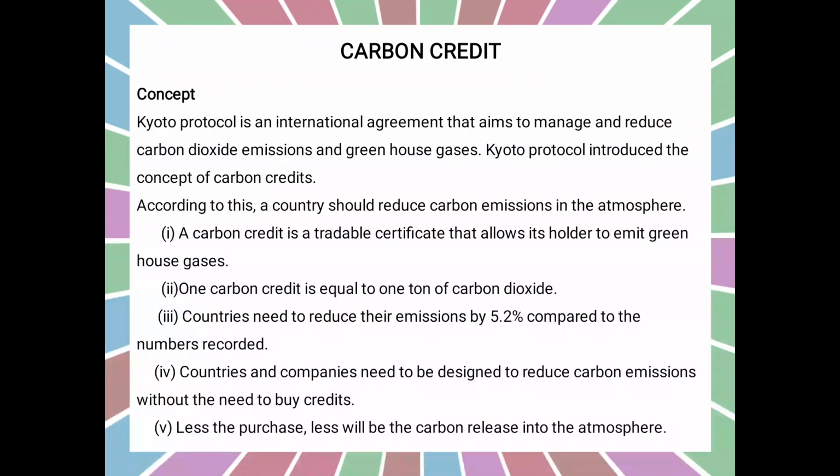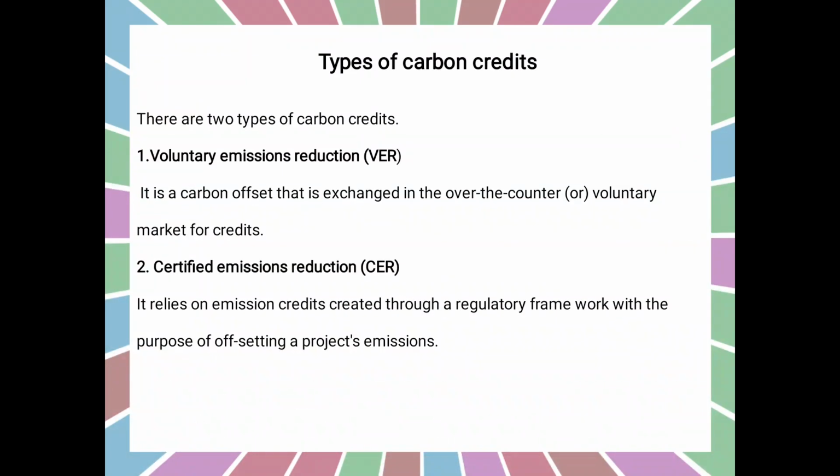According to this, a country should reduce carbon emission in the atmosphere. A carbon credit is a tradable certificate that allows its holder to emit greenhouse gases. One carbon credit is equal to 1 ton of carbon dioxide. Countries need to reduce their emission by 5.2% compared to the numbers recorded. Countries and companies need to be designed to reduce carbon emissions without the need to buy credits. Less the purchase, less will be the carbon release into the atmosphere.